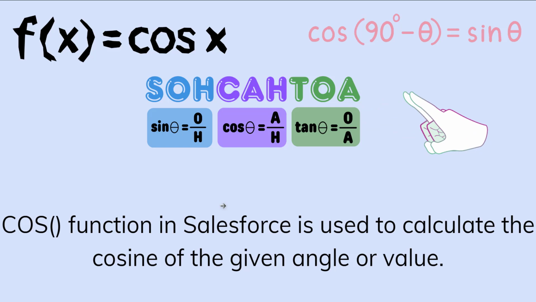The COS function is one of the mathematical functions which is used to perform trigonometric calculations. This COS function is used to calculate the cosine of a given angle or value. This function always returns a value in radians or degrees.